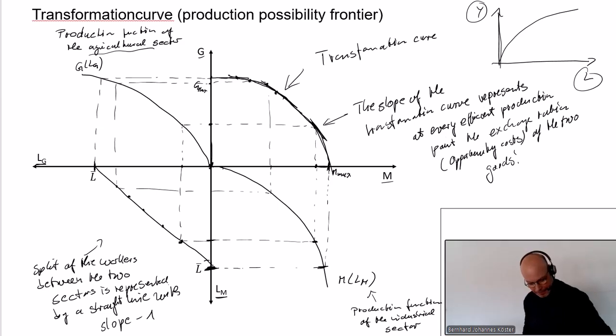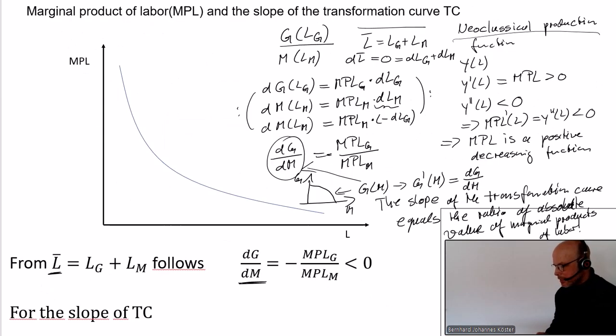Okay, and then we started with the argumentation. Well, the two goods are still connected via the labor market. A worker working in one sector cannot work in the other sector. And for this, we started to ask ourselves, how do we model this labor market?